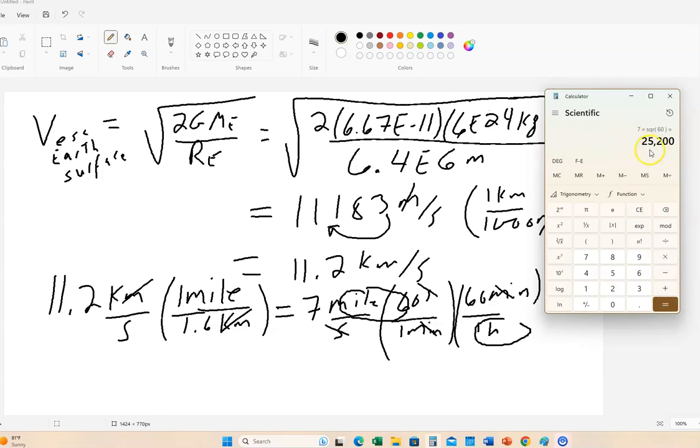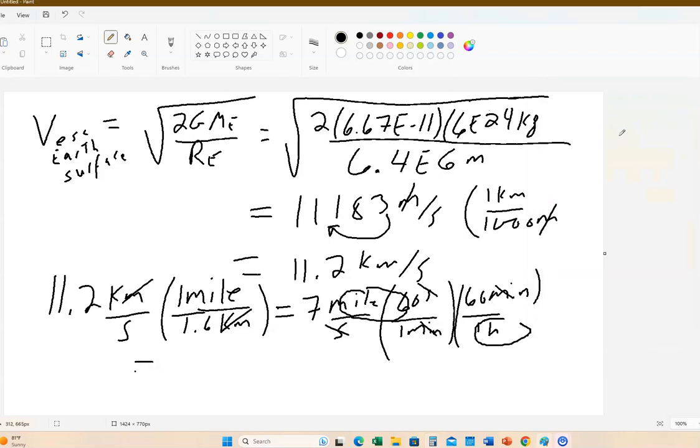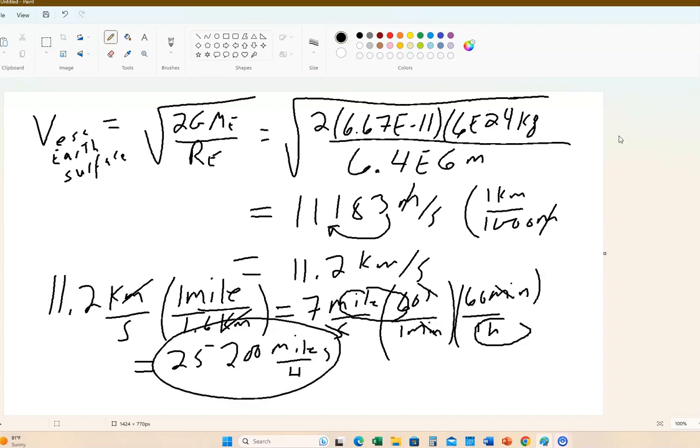Rounding it here, this is about, and we don't normally change stuff to miles per hour. It's more for a comparison, right? So this is about 25,200 miles per hour. Miles per hour. I put an S on there. So that's the escape velocity from the surface of the planet Earth.